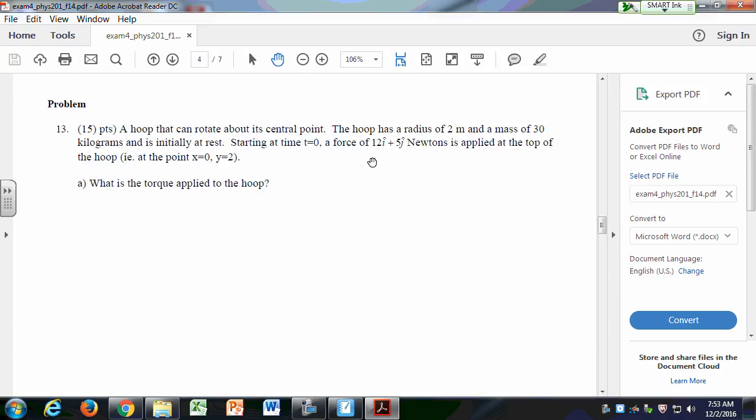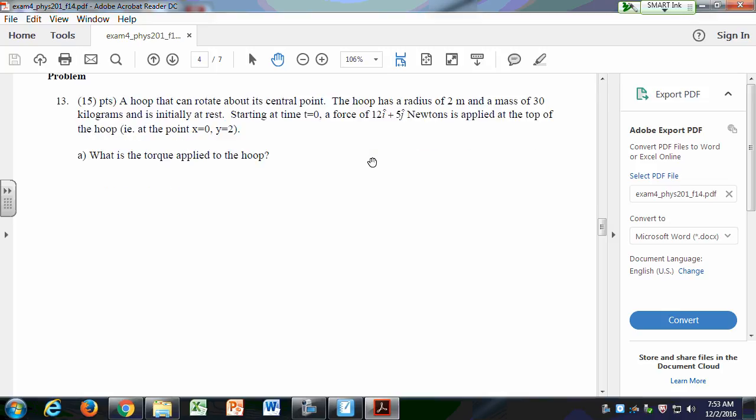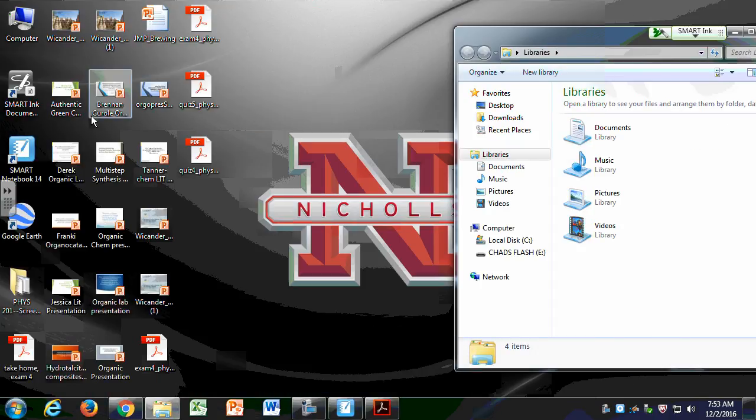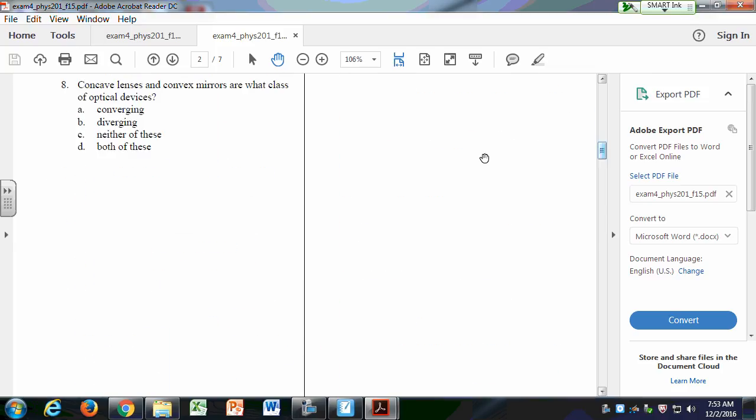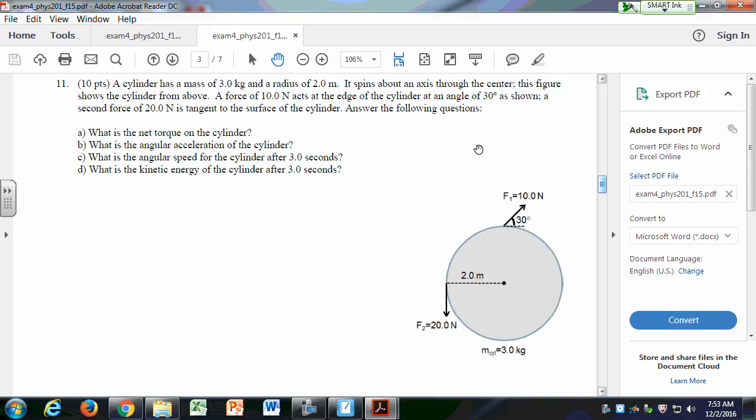All right, so here I have a hoop that can rotate. This is fall 14. Can rotate about a central point. Actually, no, let's not do this one. Let's go to another one. This one's in the back of your book. Did we do this one? Problem number 11. Eli, did we do this? Okay, let's take a look at this.